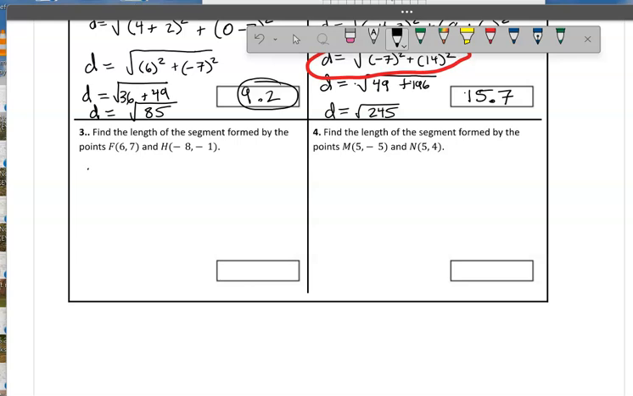Number 3. To get the distance, you subtract the x's, x2 minus x1, negative 8 minus 6, and then you square it, plus subtract the y's, negative 1 minus 7, and then you square that.